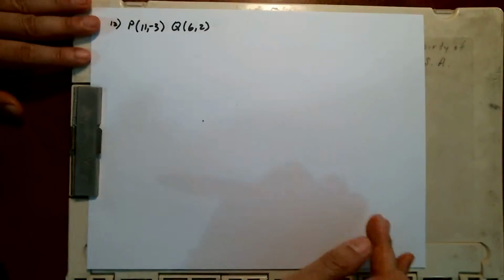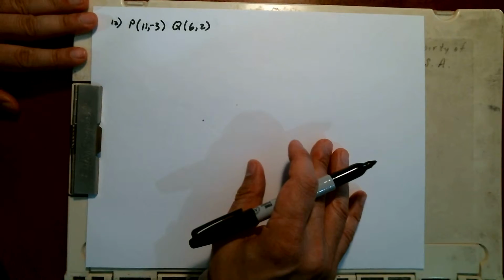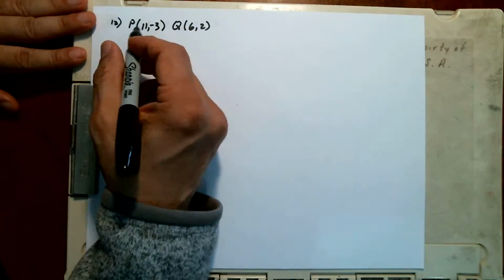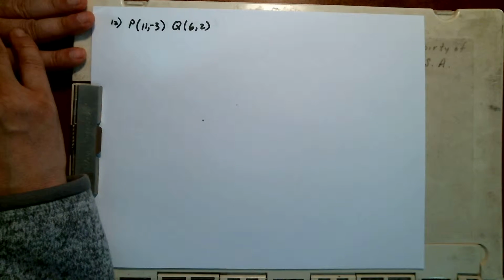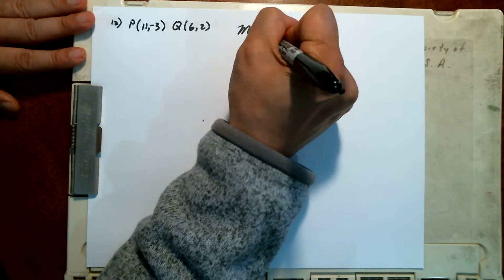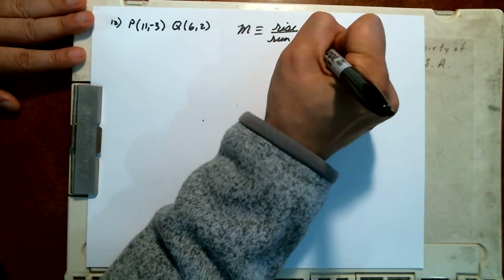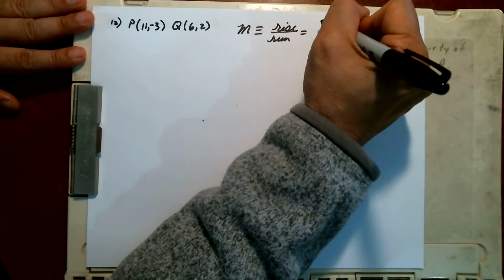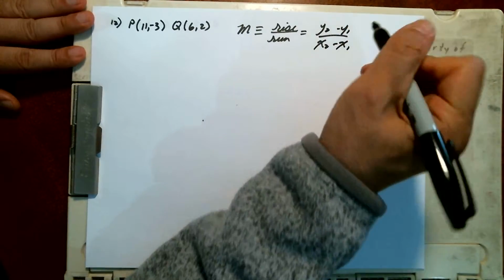Next question. You have 2 points. How do you do 2 points? Now, what you would do is, since you have the points, you don't have the slope. You have to find the slope. Remember that slope, m, by definition, is rise over run. And the formula would be y2 minus y1 over x2 minus x1.